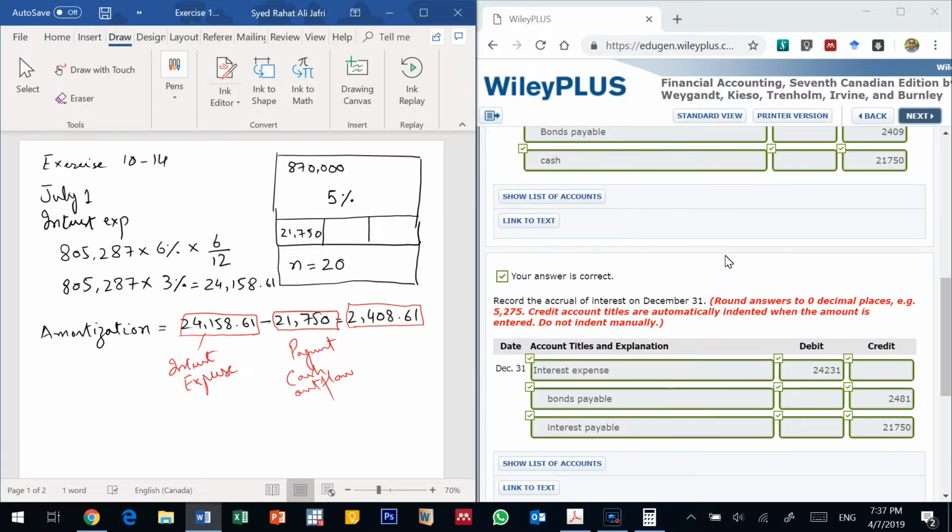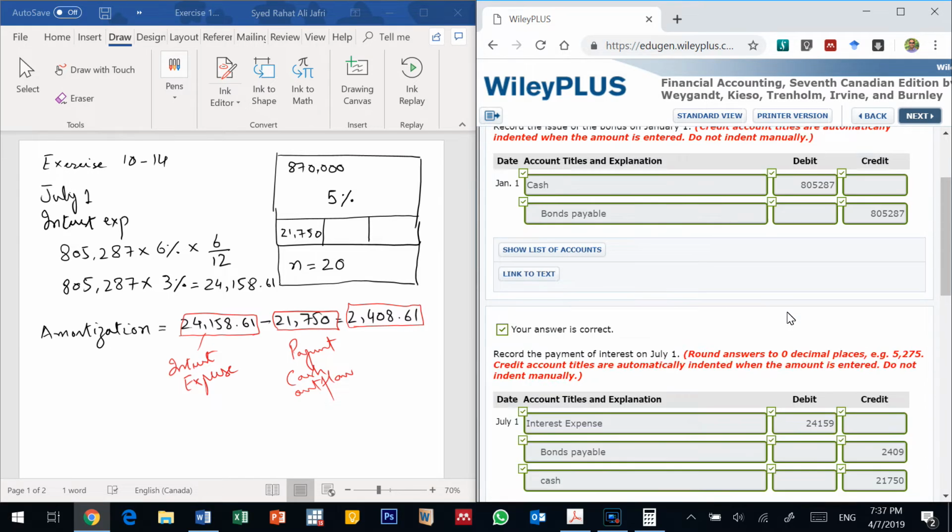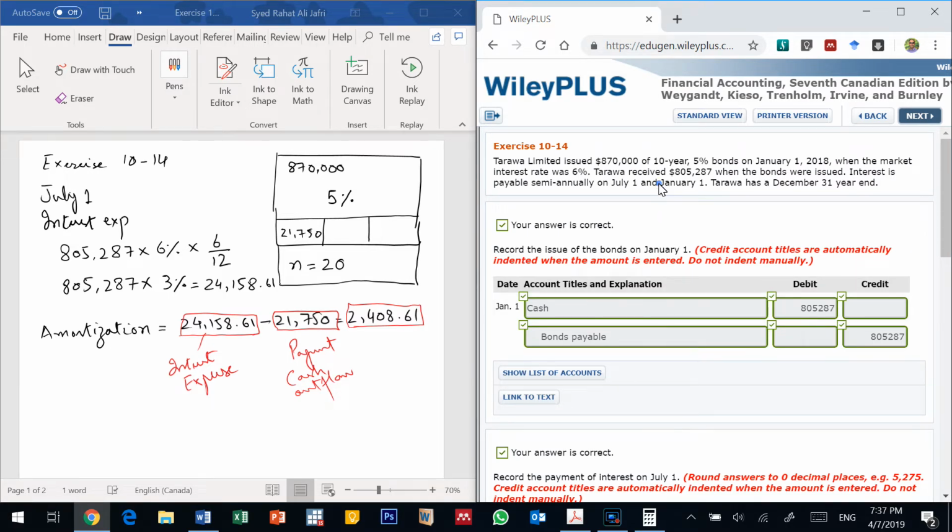Now, the third is record the accrual of interest on December 31st. Why accrual? Because the payment is due in January. So they have not paid interest until December 31st. The second interest payment is not paid until December 31st. It's due on January 1st. So we cannot pay right now. So that's why on December 31st, we are posting an adjusting journal entry to record interest payable. And let's compute what that would be.